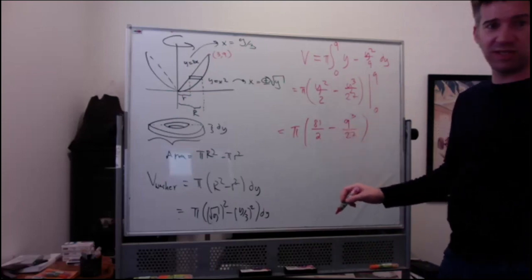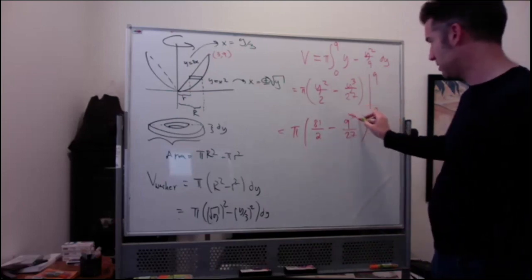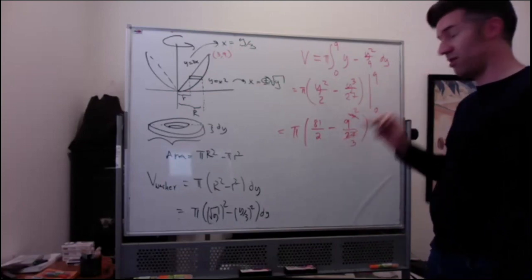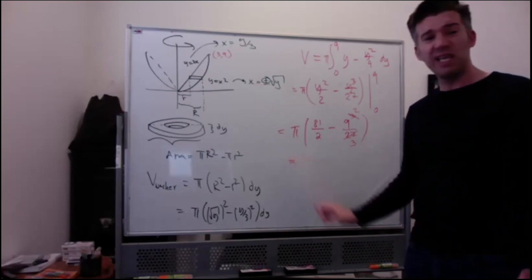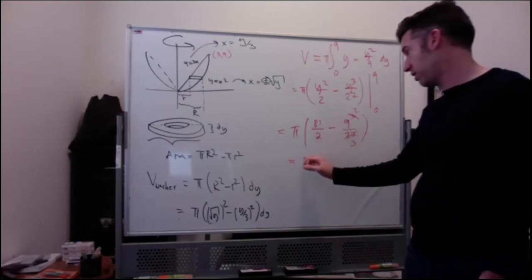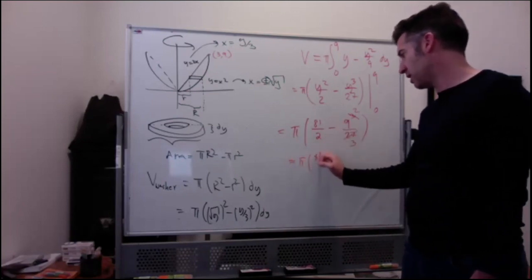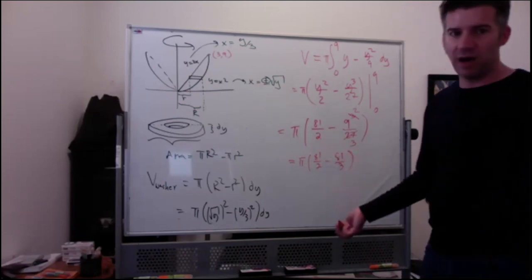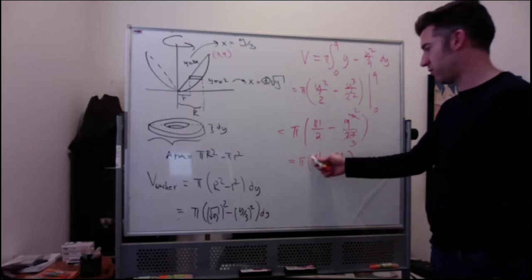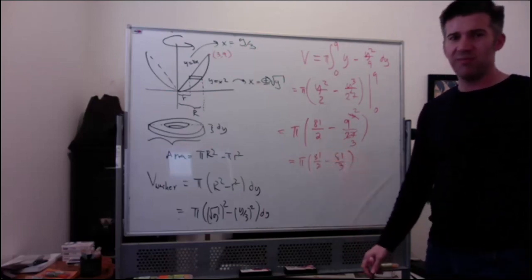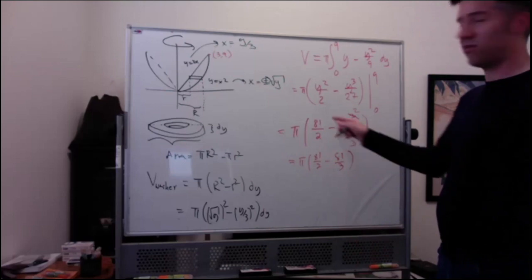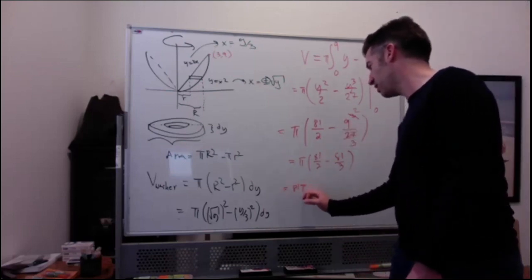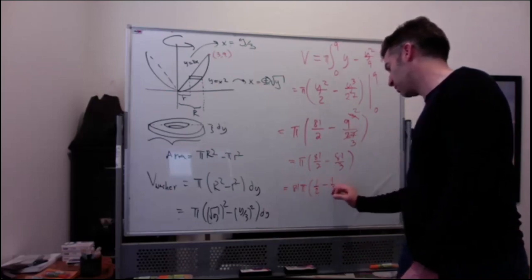9 cubed over 27, I can definitely cancel one of those 9s and get 9 squared over 3. And then look what I've got. In case you hadn't noticed, I'm a big fan of this kind of trick. I've got pi times 81 over 2 minus 81 over 3. Yes, I could get a common denominator. I can multiply this by 3 over 3 and this by 2 over 2. But I don't want to. I want to factor out an 81 because it is easier. I get 81 pi times 1/2 minus 1/3.